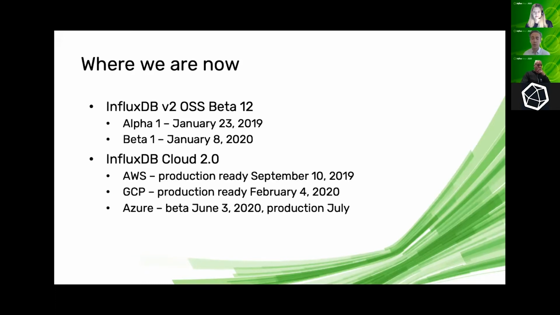We also have our cloud product, which is basically another implementation of that InfluxDB 2.0 API. We launched the AWS service in September of last year as a production-ready service that we were willing to sign up customers for and stand behind and say that we're not going to lose your data, and the system is ready to go. We launched it into GCP in production in February. Right now, we have it in beta in Azure with a production launch in Azure next month.